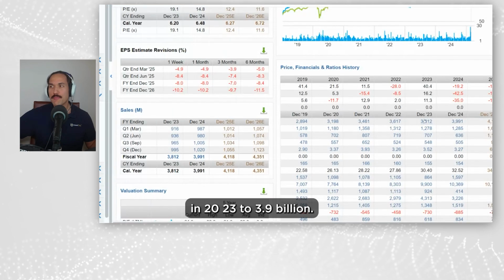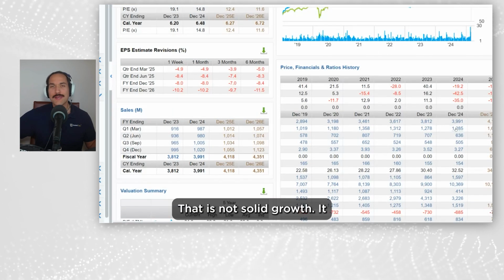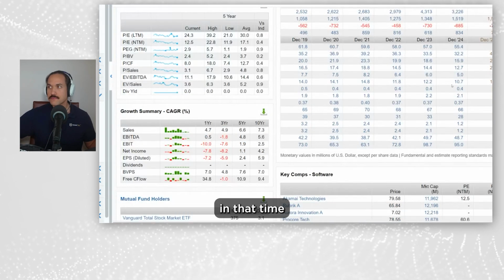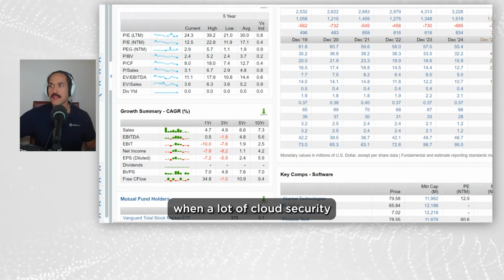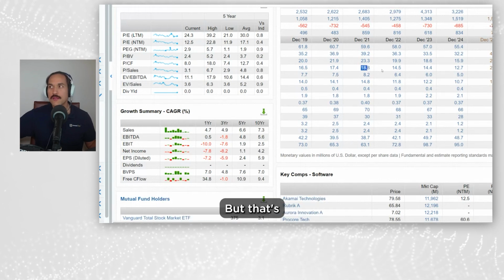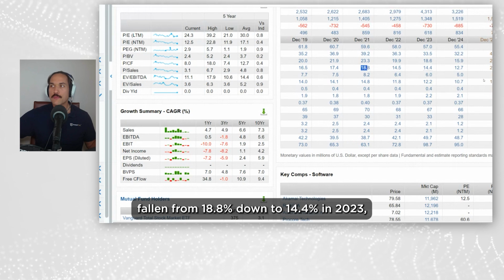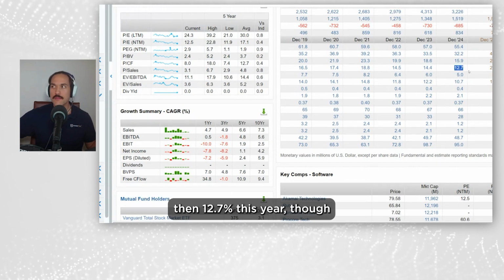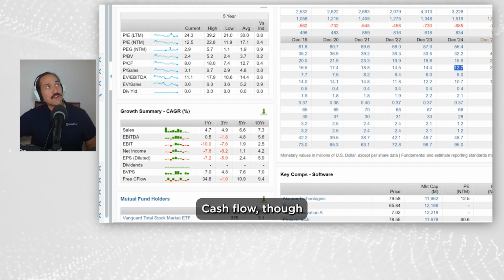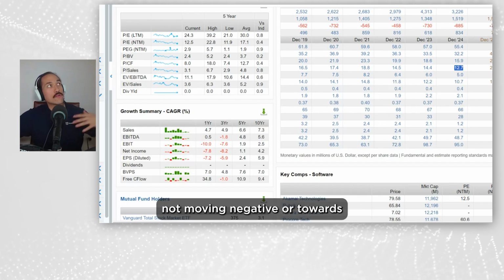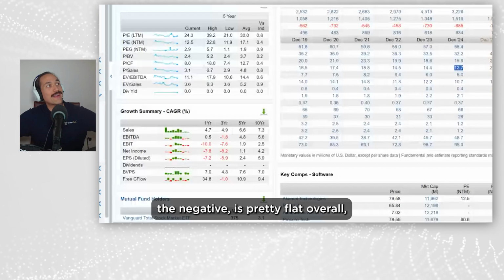From 3.8 billion in 2023 to 3.9 billion. That is not solid growth there. In that time, margins have started to slide as well. They had a high in 2021 when a lot of cloud security names were doing well. But that's fallen from 18.8% down to 14.4% in 2023, then 12.7% this year, though it is projected to pick back up again. Now, cash flow, though not moving negative, is pretty flat overall.